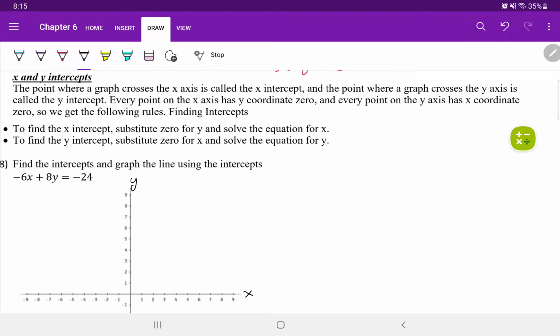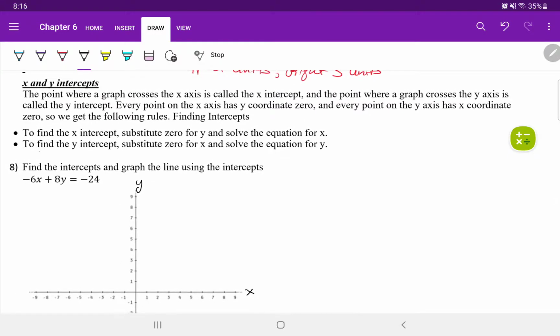So we get the following rules. Finding intercepts. To find the x-intercept, substitute 0 for y and solve the equation for x. To find the y-intercept, substitute 0 in for x and solve the equation for y. So we're going to find the x-intercept, the y-intercept, and then we're going to use the x-intercept and y-intercept to graph the line.